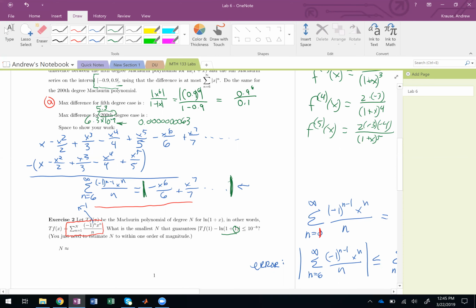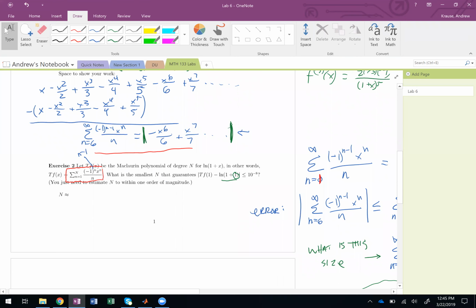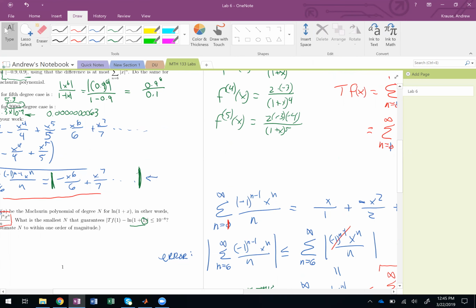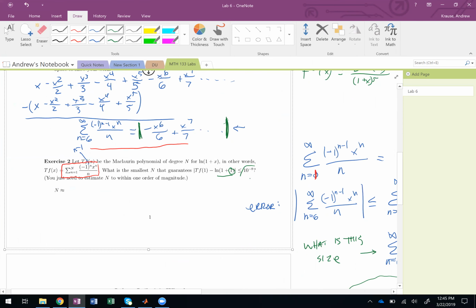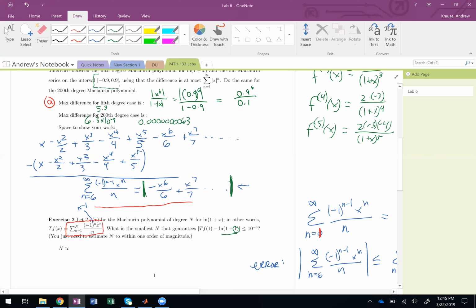from negative 0.9 to 0.9. But remember, the whole point of this lab was trying to figure out how can we calculate natural log of 2, which means that we want to actually consider this quantity here. So we want to plug in a 1 for x, which is sort of outside this interval. So we kind of want to see what happens. And in particular, we know that for this case that we talked about, if we have 200 terms, our error is something like less than 10 to the negative 8th.